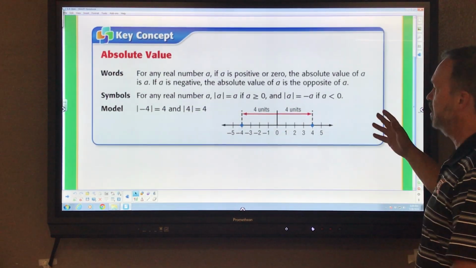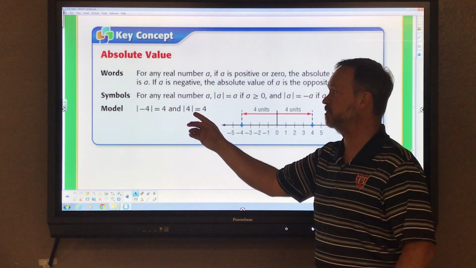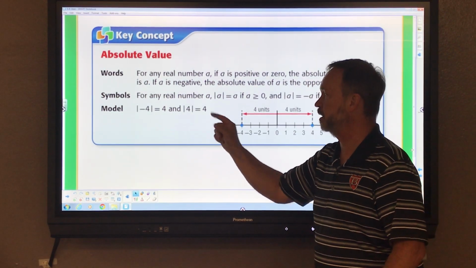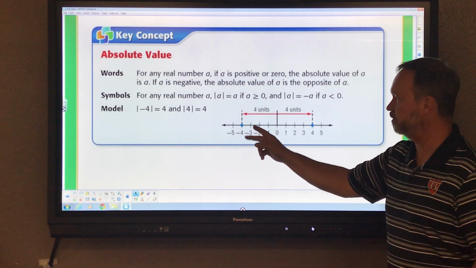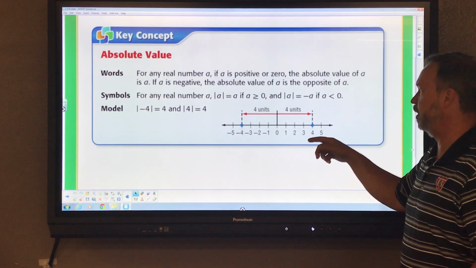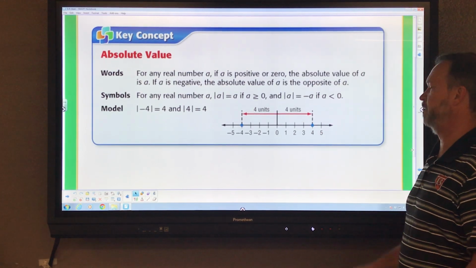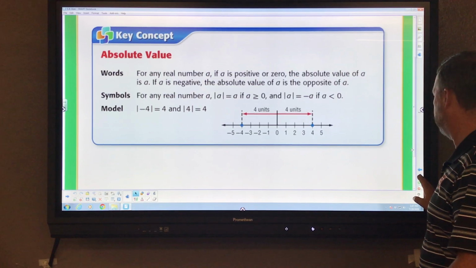Let me just remind you again what I said a moment ago. The absolute value of negative 4 is 4, and the absolute value of positive 4 is 4. So the absolute value is 4, because how far away is negative 4 from 0? 4 units. How far away from 0 is positive 4? 4 units. Doesn't matter. It's 4 units away. So that's what we're talking about.